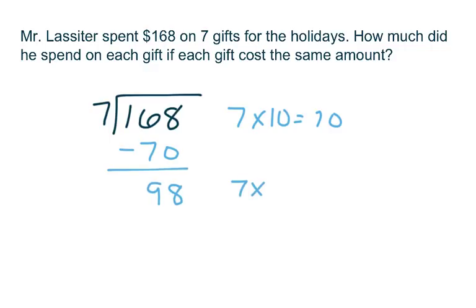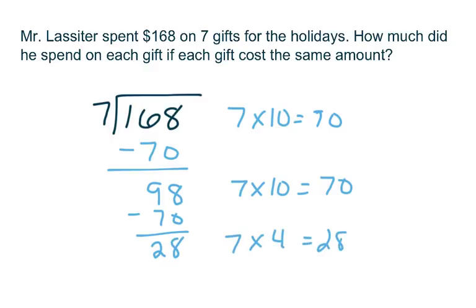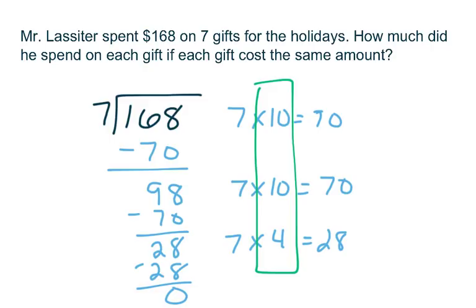I'm going to pull another 7 times 10 out of there, gives me 70. Subtract that 70, and now I'm left with 28. And 7 times 4 is equal to 28. I subtract my 28, and I'm left with 0. My final step is to put a box around all of my partial quotients and add them up, and I have 24 as my final quotient.